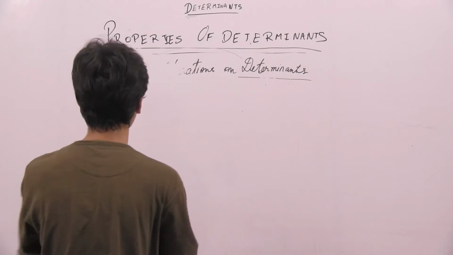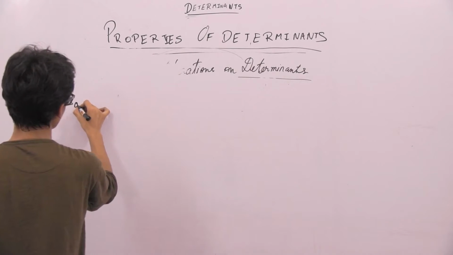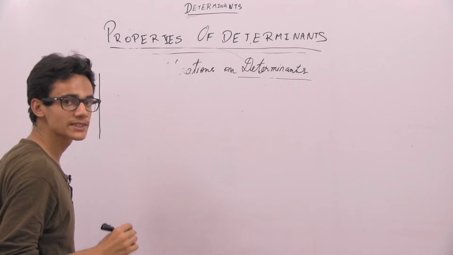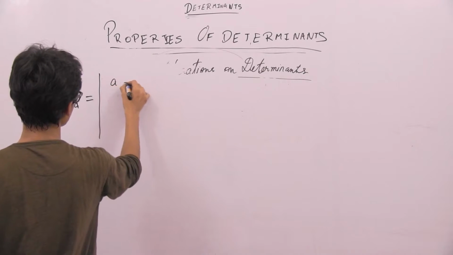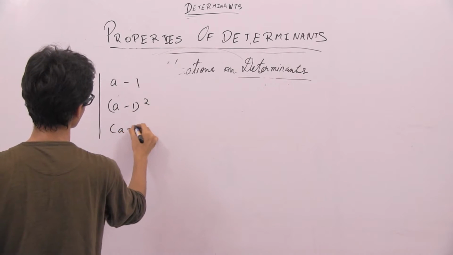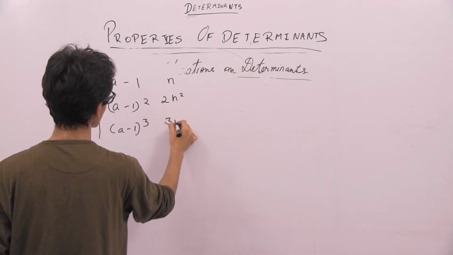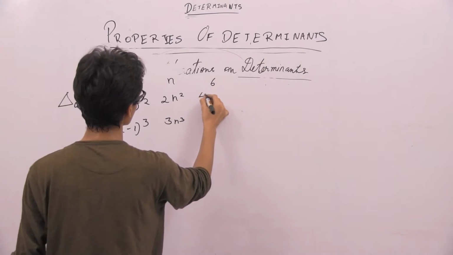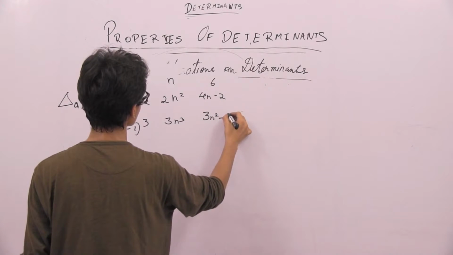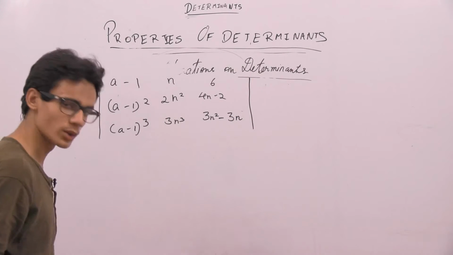So let's say we have an example. We have a determinant that has some elements which are dependent on a. So let's say it has elements a minus 1, (a minus 1) square, (a minus 1) cube, n, 2n square, 3n cube, 6, 4n minus 2, and 3n square minus 3n. Let's suppose we want to find this.